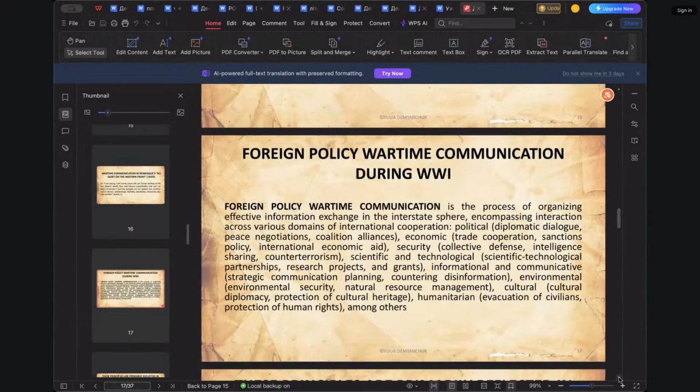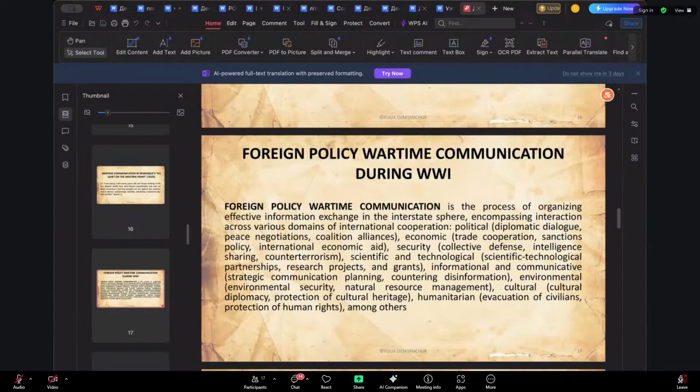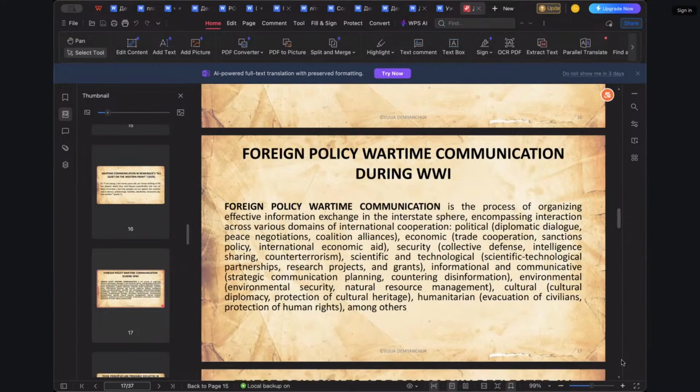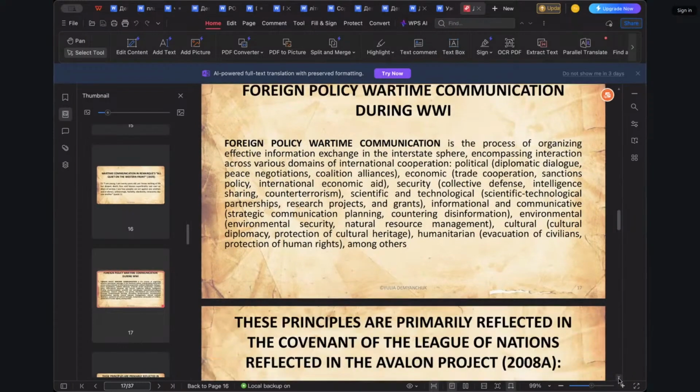And I also propose another type of wartime communication, and this is foreign policy wartime communication. One example I will propose is based on the period during the First World War. This is a process of organizing effective information exchange in different spheres. First of all, the economic sphere, security, scientific and technology, environmental sphere, cultural sphere, and humanitarian sphere as well.